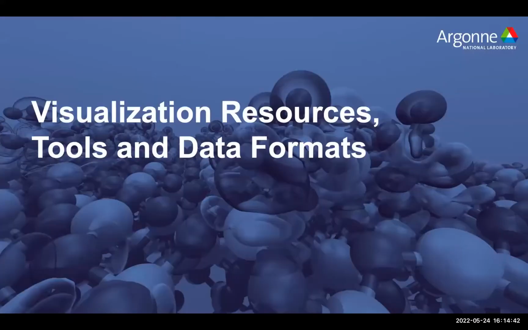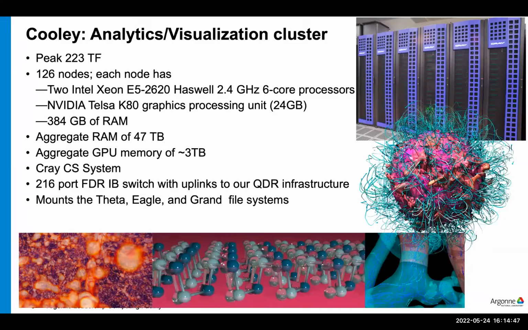Right, so first a little bit about resources and tools. You may have already used Cooley, our Viz and analysis resource. It's a 126 node Viz cluster where each node has basically 2 processors with 6 cores each, NVIDIA high-end graphics cards, now a little old in the tooth, and 384 gigs of RAM per node.